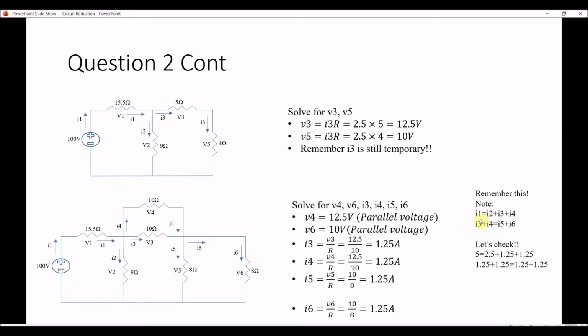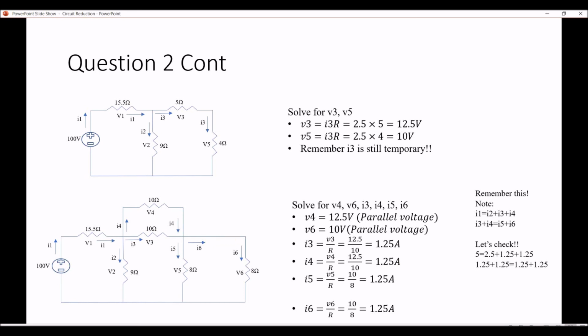Now remember, previously I said I1 equals I2 plus I3 plus I4, and I3 plus I4 equals I5 plus I6. So for I1 we got 5, and for I2, I3, I4 we got 2.5, 1.25, 1.25. So 5 equals 2.5 plus 1.25 plus 1.25, and that's 5 equals 5, so that's right. I3 plus I4 equals I5 plus I6: 1.25 plus 1.25 equals 1.25 plus 1.25. Once again, that's true.